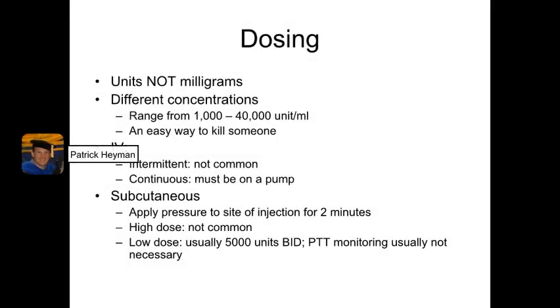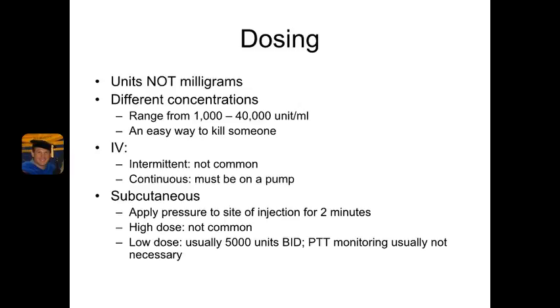So the dosing for heparin is in units, not milligrams. There are different concentrations, so you've got to be very, very, very careful which concentration you're supposed to give. Concentrations can range from 1,000 units per milliliter all the way up to 40,000 units per milliliter. It's an easy way to kill someone by accident. Don't do it. When you give it IV, typically you're going to give it continuous, and it's going to have to be on a pump. You're never allowed to use a gravity drip and then calculate the number of drops per minute.